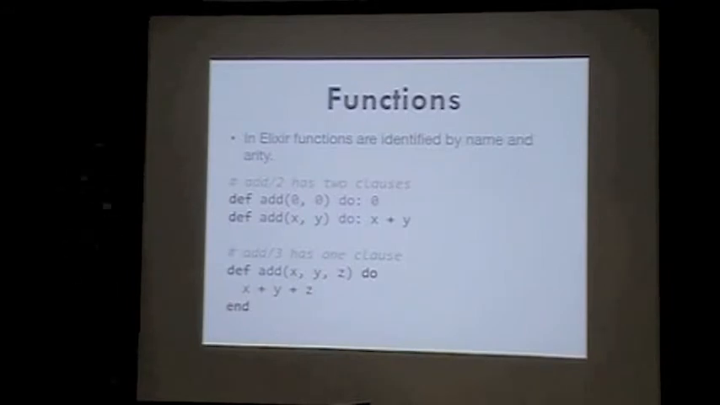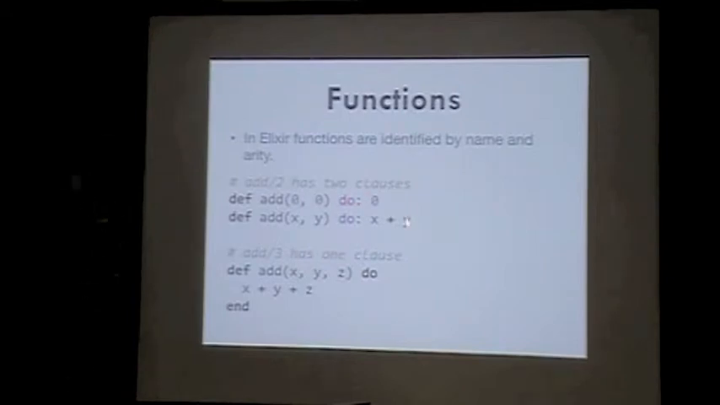And functions, these are 2 functions here. Functions in Elixir are identified by the name of the function and also the arity of the function. In this case, we have only 2 functions defined here. We have a function called add with an arity of 2, which means there's a function named add that takes 2 arguments. And we also have a function called add3 that takes 3 arguments.